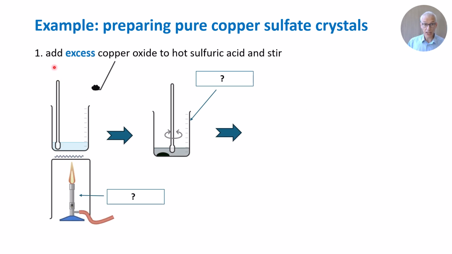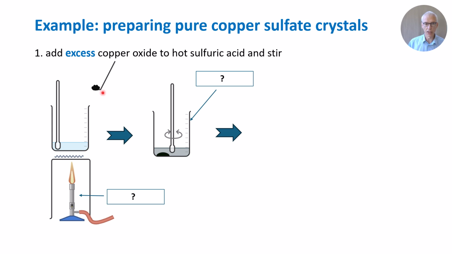So the method is adding excess copper oxide to hot sulfuric acid and stirring. You have to understand why it's excess copper oxide, so that all of the sulfuric acid has reacted. To obtain pure copper sulfate, we need all of the sulfuric acid to have reacted.